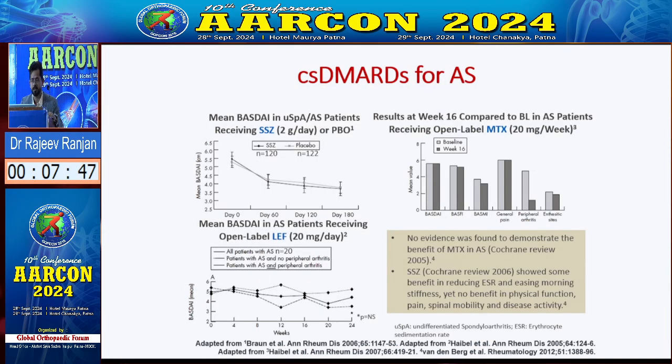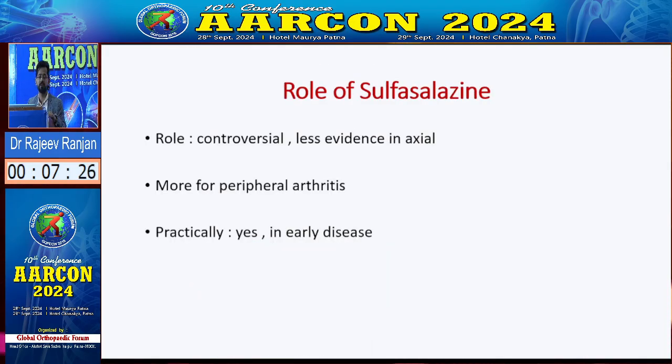These are some trials where it has been shown that methotrexate has no role in the axial symptoms of ankylosing spondylitis. For sulfasalazine, there is some reduction in early morning stiffness and some reduction in the ESR when used for axial symptoms. So it has some role, but not a great role. The role of sulfasalazine in axial symptoms is controversial, and there is less evidence. We have no such RCTs from Western countries for sulfasalazine in axial symptoms. It works very well for peripheral arthritis. But practically, we see that some patients respond very well for axial symptoms also.